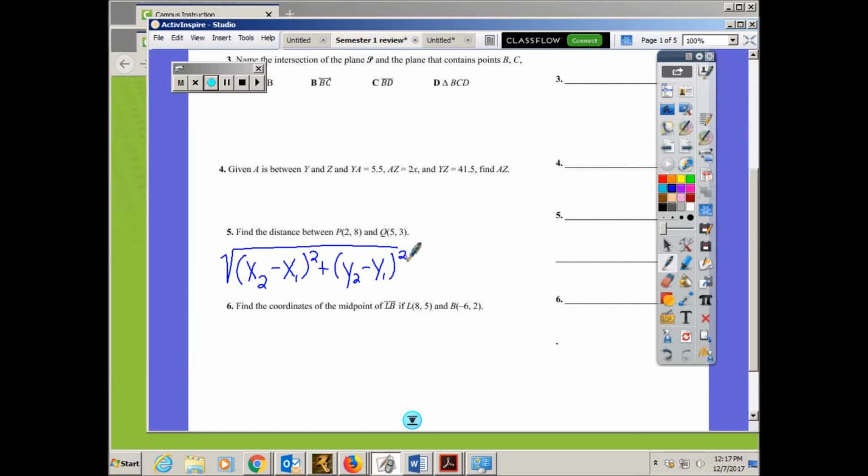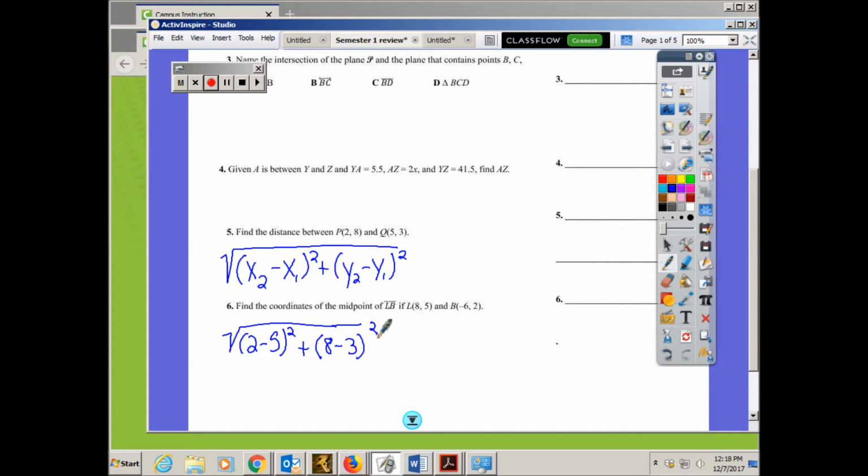Now, even though it says x2 minus x1, I can do these in either order. Even though a lot of kids will say, well, that's x2 because that's the second pair, I tend to just subtract in the order they're there because my eye reads left to right. So I do 2 minus 5 squared plus 8 minus 3 squared.